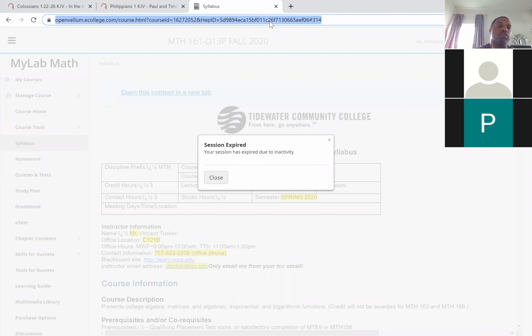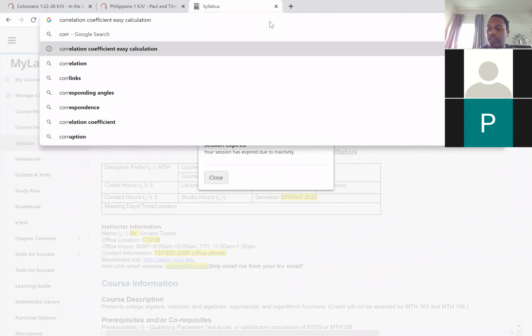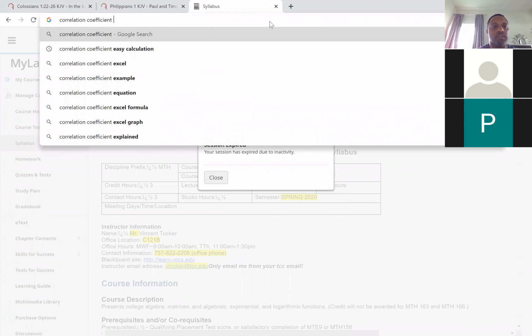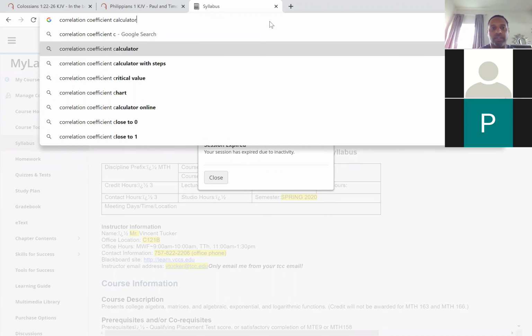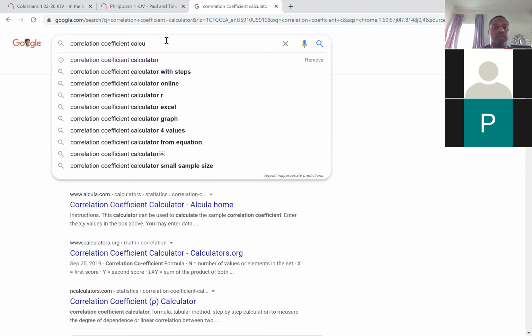All right, so you want to Google correlation coefficient calculator. Let's do that first. You can do it that way. And so you have things that pop up. Now, like I told you, what I like to do is search correlation coefficient and just use easycalculation.com.